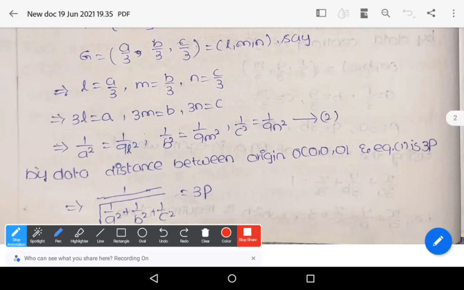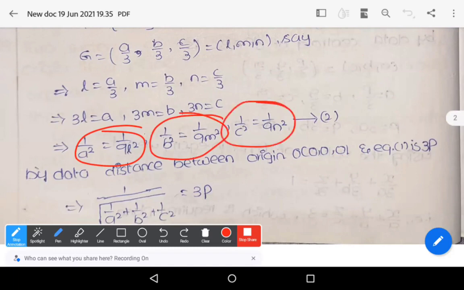So now you observe that 1 by a square is 1 by 9l square, 1 by b square is 1 by 9m square, 1 by c square is 1 by 9n square. Let it be equation number 2.